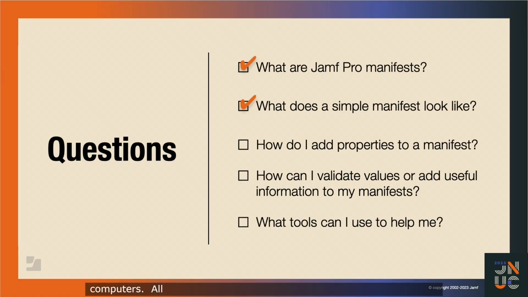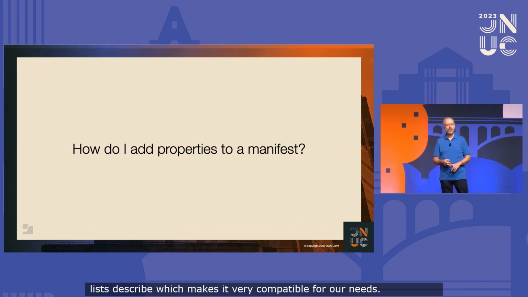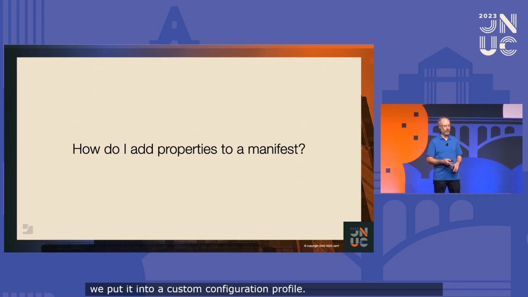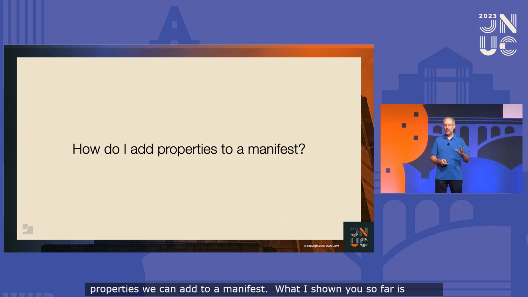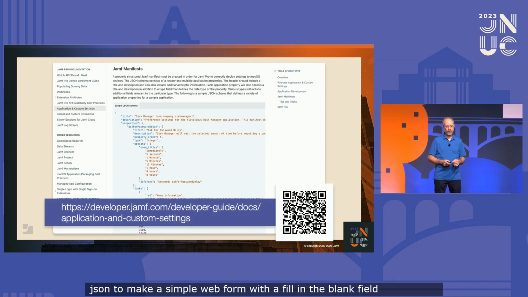We've looked at a very simple manifest and the web form that it creates, and we've put it into a custom configuration profile. Now let's look at the types of properties we can add to a manifest. What I've shown you so far is the JSON to make a simple web form with a fill-in-the-blank field. So what else can we do? Let's look at the different types of properties that we can use in a manifest. We're going to have some really cool things to look at.